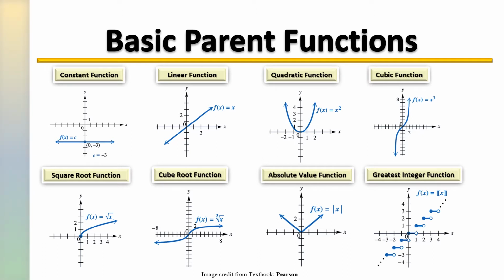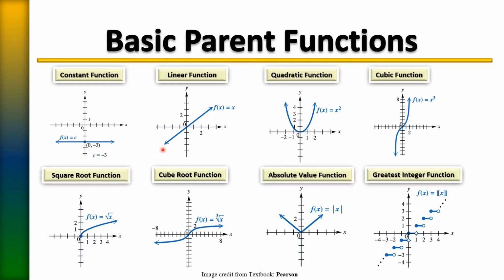So here are the basic parent functions. I suggest you familiarize yourself with these functions because you're sure to see them on the test. So the constant function is first, which is a horizontal line. Then we have the linear function, also known as the identity function. Then we have the quadratic function, which is a parabola.